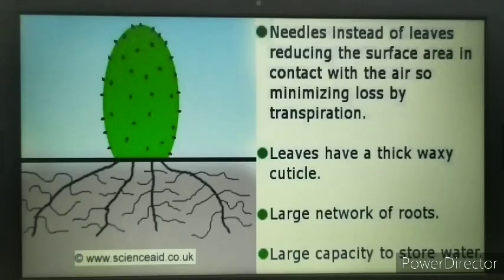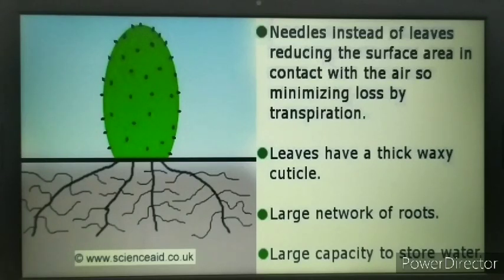Their root system is widespread so that they can collect water from a large area. If the roots are not widespread and are in a small area only, definitely only the amount of water present in that small area will be available to the plant. But if the root is long and spread all around, whatever amount of water is present in that particular area can be taken up by the plant for its use.